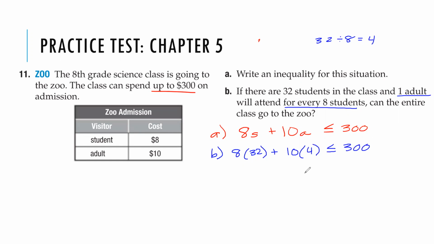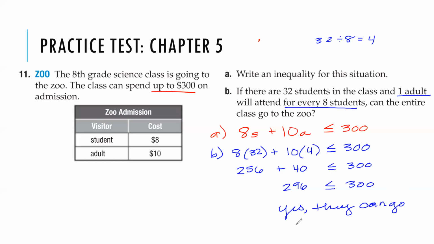So we'll see if we end up with a true statement, okay? So 8 times 32 is going to be 256, and 10 times 4 is 40. And then if we add 256 plus 40, we get 296. And is that less than or equal to 300? Yes, it is. So yes, they can go on the field trip, okay? Because that is a true statement. This is true right here. All right, let's go to next problem.